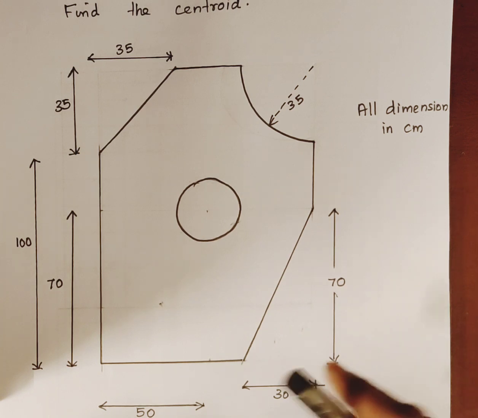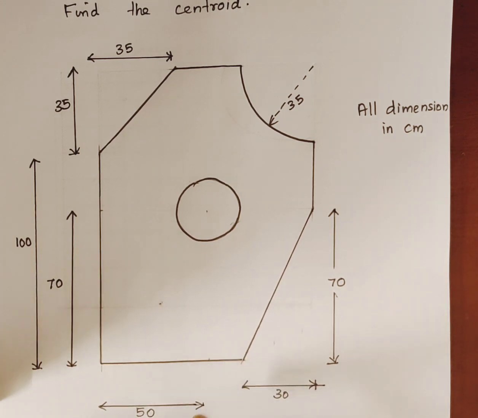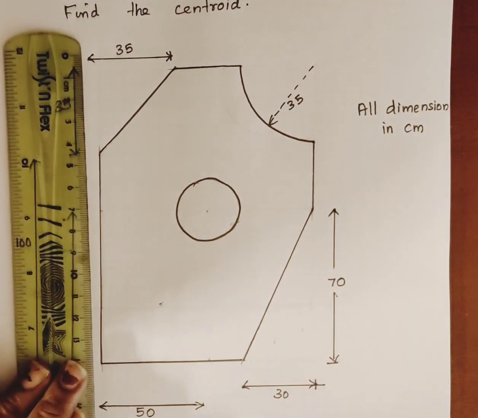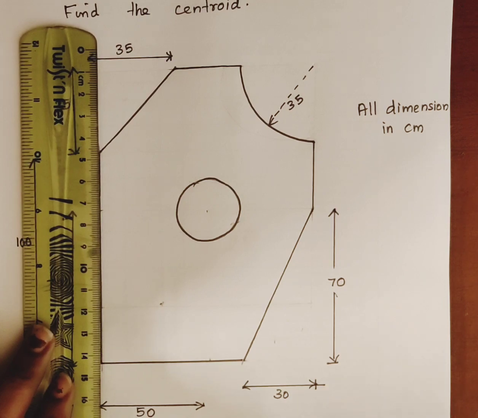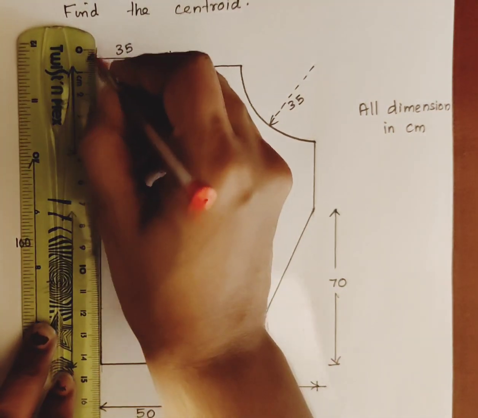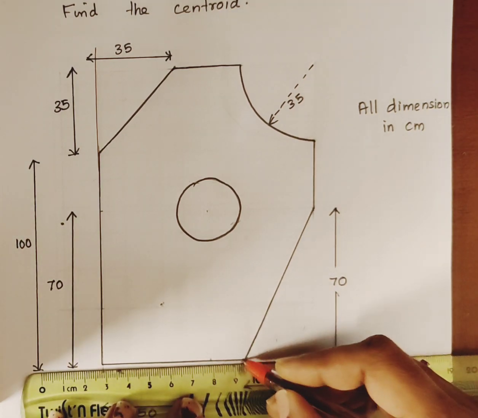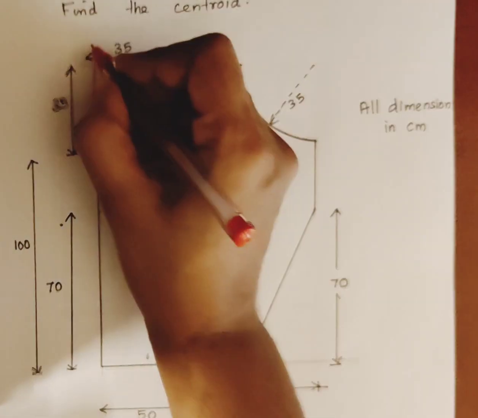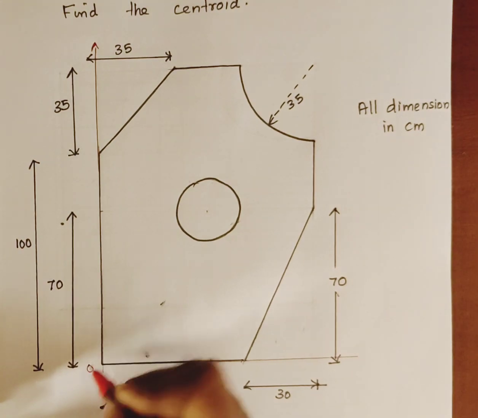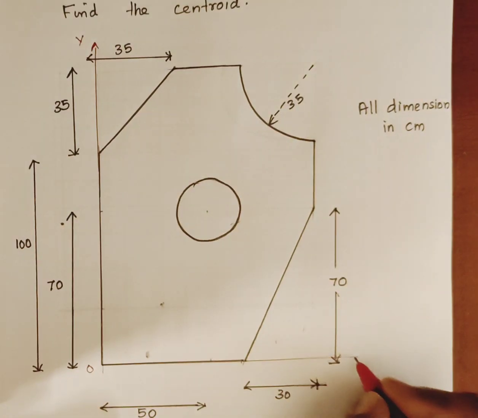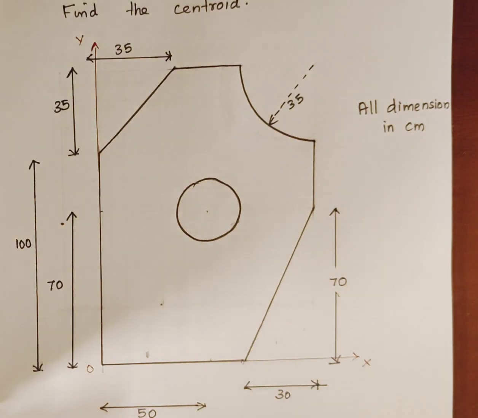So next we will see the calculation of the centroid of this composite section. So this is a bigger section. Here the first step is you have to draw the reference axis. So this is your OY axis and this is your OX axis. So next step is you have to complete this figure.